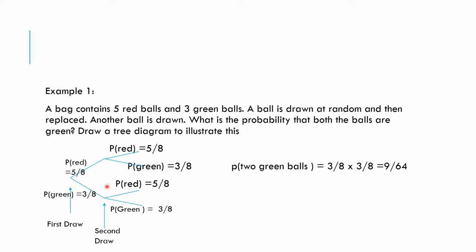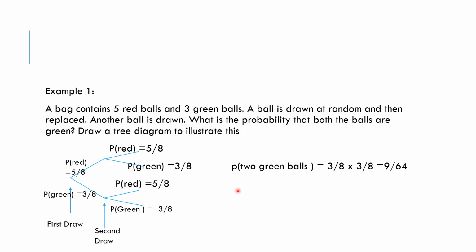Okay, this is basically the tree diagram. Probability of red is 5 by 8. In the first branch, probability of green is 3 by 8. Then we have probability of red is 5 by 8, probability of green is 3 by 8. So probability of red and red is 5 by 8 into 5 by 8. Probability of red and green is 5 by 8 into 3 by 8. Probability of green and red is 3 by 8 into 5 by 8. Probability of green and green is 3 by 8 into 3 by 8.